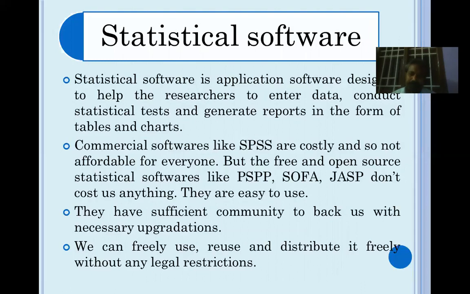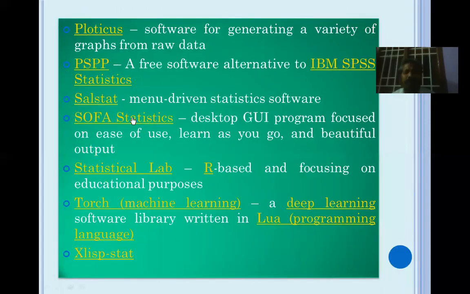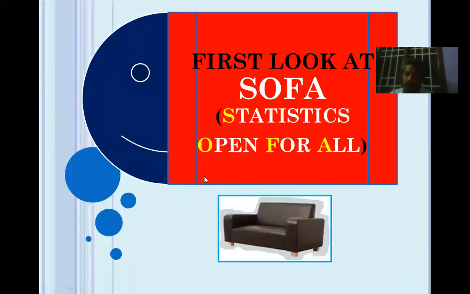Since SPSS is very costly, we go for the freely available, free and open source statistical softwares. Many such softwares are there. They are free. You can just download and use it. For example, you can see on the screen, JASP, OpenStat, PSPP, SOFA, Xlstat. Many such kind of free softwares are available. Maybe in the second part of this presentation, we may talk about the practical aspects of SOFA statistics.